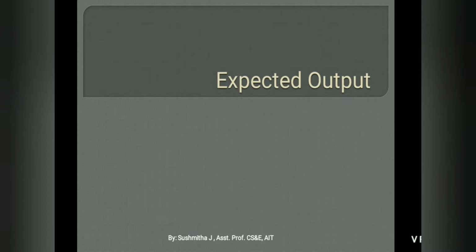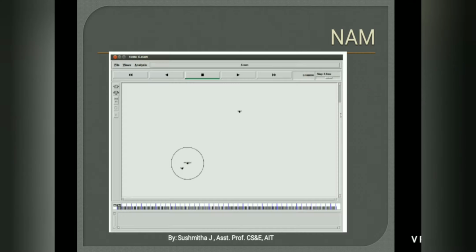So let us see what the expected output is, and then we will have a quick walkthrough of the program. Now, what does the program tell? We have to create a simple ESS, and there should be some transmission between the nodes, and then we are supposed to track the performance. So we can see here we have created 3 nodes.